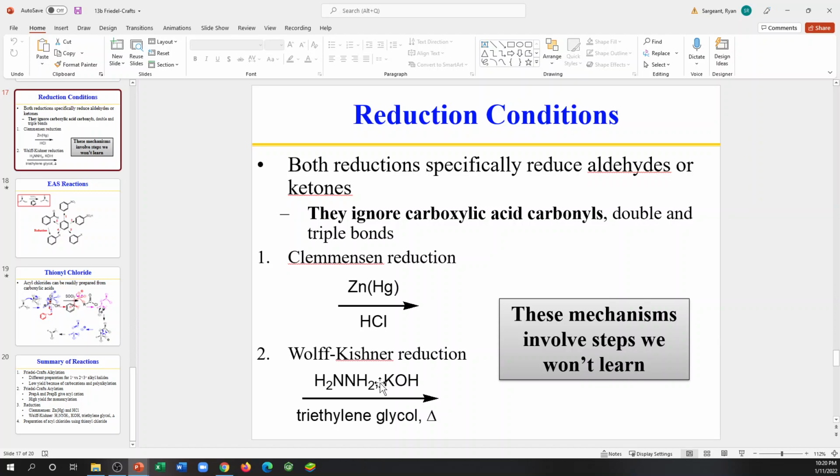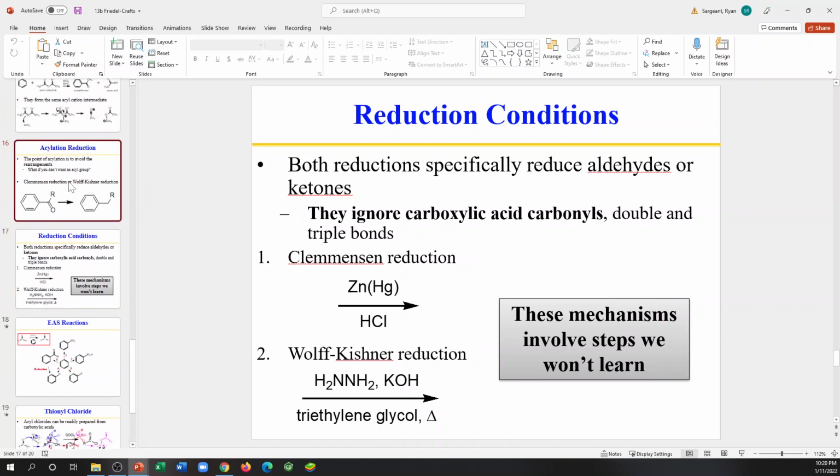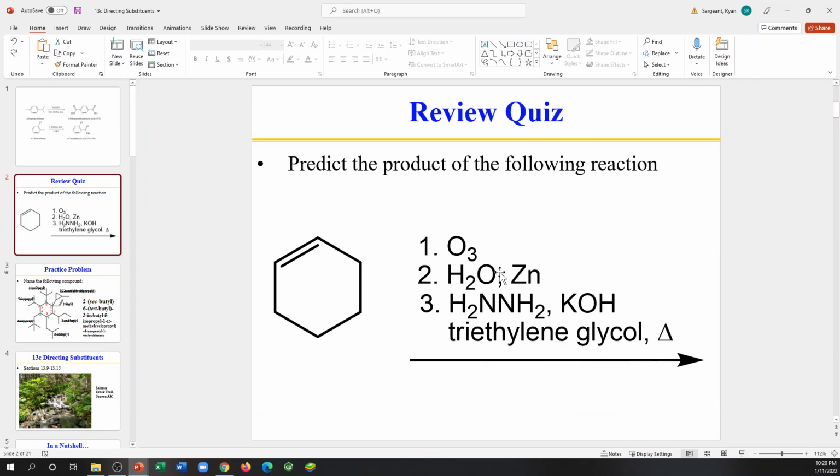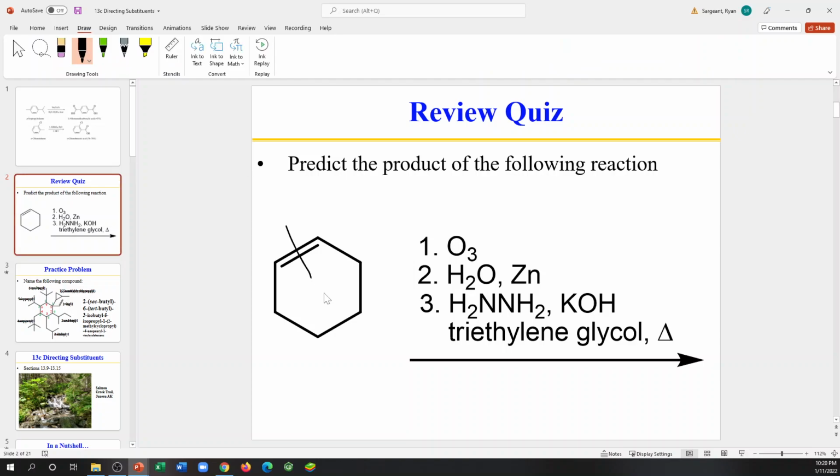So Wolff-Kishner reduction takes that carbonyl group and just gets rid of the oxygen and replaces it with two hydrogens. How does that relate to today's review quiz? In this ozonolysis reaction, what's going to happen? Ozonolysis clips the carbon-carbon double bond, so we'll just think about scratching that out. The combination of both of these reagents ultimately will take that carbon-carbon double bond and replace it with two separate carbon-oxygen double bonds, like this.